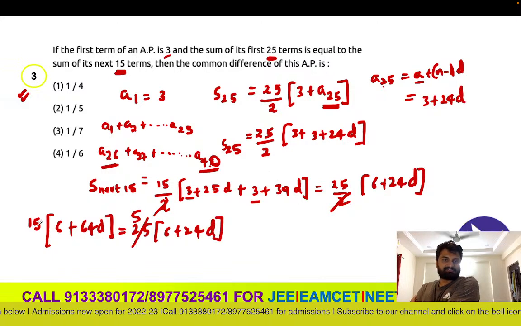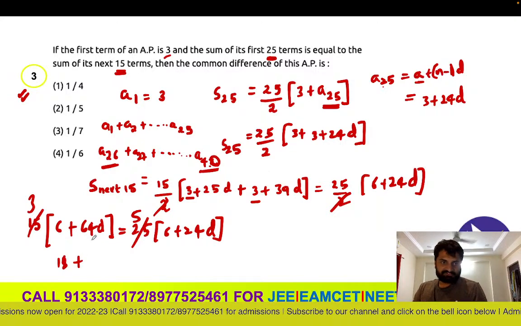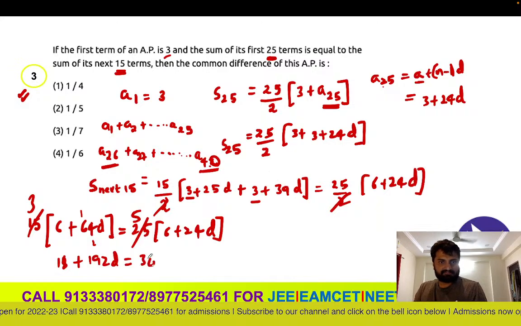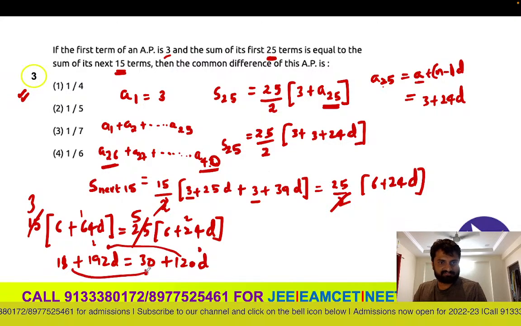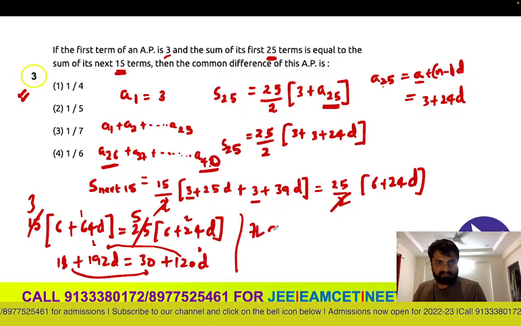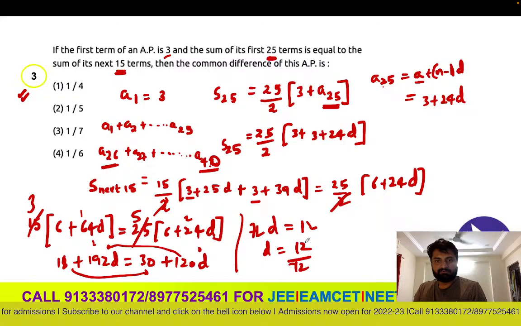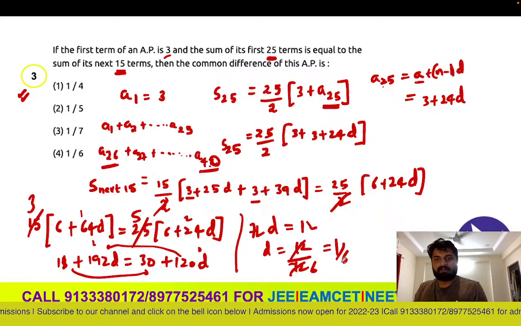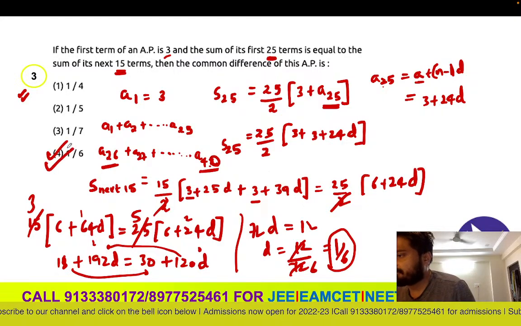Again 5 5s, 5 3s. So 18 plus 64 into 3, 192D is equal to 30 plus 24 5s are 120D. So what are we getting now? If you send it to this side, I will get 72D is equal to 12. D value is 12 by 72. 12 goes 6 times. 1 by 6 is the final answer. Fourth option is the correct answer for this.